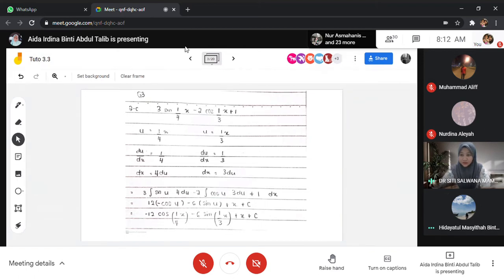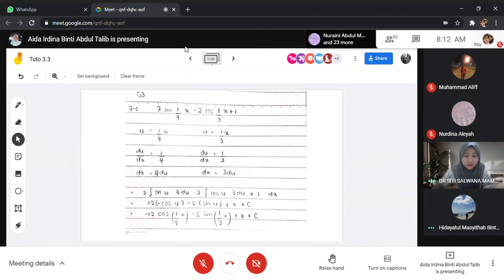Okay, siapa ni? Hidayatul. Okay, you punya apa? This is you punya final answer, last line. Second, the third last line. Okay, u plus 1 dx, you tak ada tu lah integral punya sign ni.